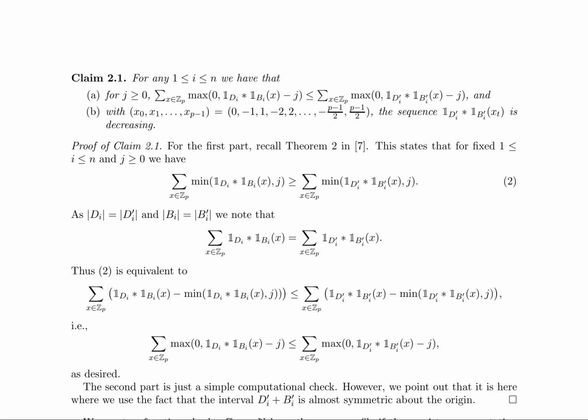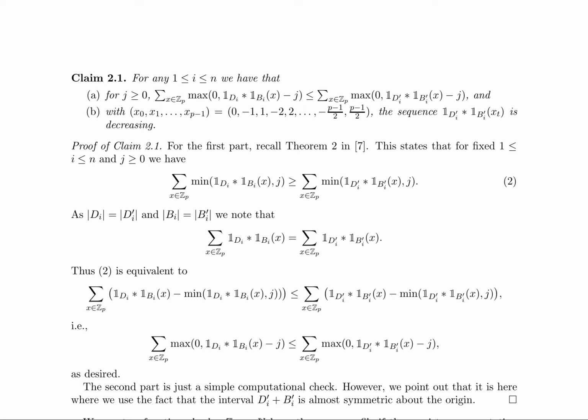For any 1 ≤ i ≤ n, Claim 2.1 asserts 2 inequalities. The first inequality, part A, states that the summation of max(0, ...) over x in Z_p is less than or equal to the summation of max(0, ...) over x in Z_p, where x_0, x_1, ..., x_{p-1} is a specific sequence. The second inequality, part B, states that the sequence is decreasing.